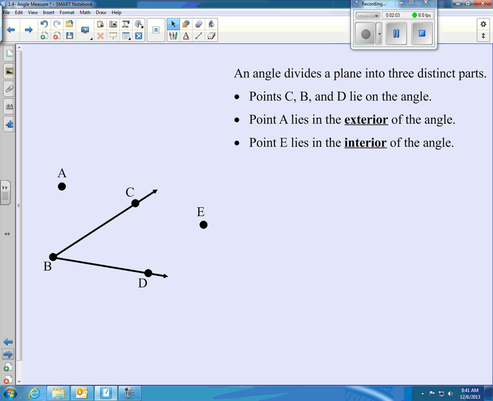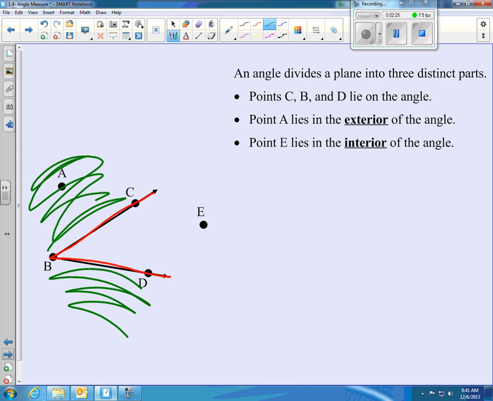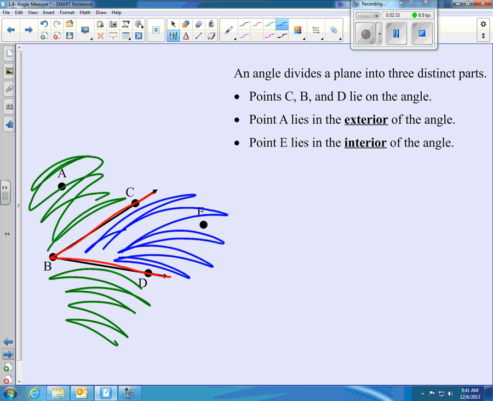All right. So let's talk about a few other things. An angle divides a plane into three distinct parts. You have your angle, which is our lines here. Points B, C, and D all lie on the angle. Then we have our exterior, which is anything outside the angle. So the green here would be some exterior, and that's where our point A lies. And then we also have our interior, which is where our point E lies. So our three parts that our plane has been divided up into: the angle, the exterior, and the interior of the angle.